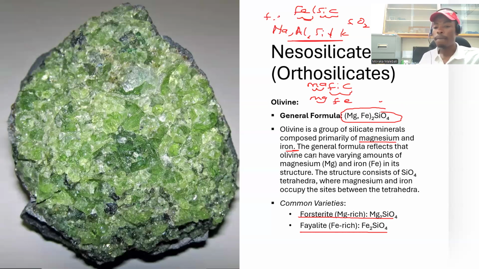Okay, basically that is that. And then the structure consists of that, because this is the building block of silicates, where magnesium and iron occupy the sites between the tetrahedra. This is why these sites can be occupied by either magnesium or iron. So basically, this is what we call olivine, a greenish mineral.